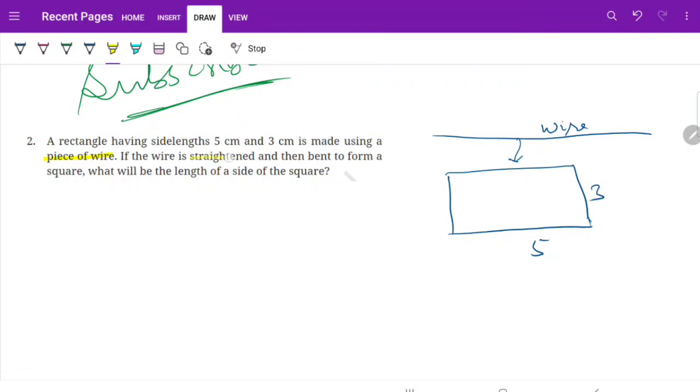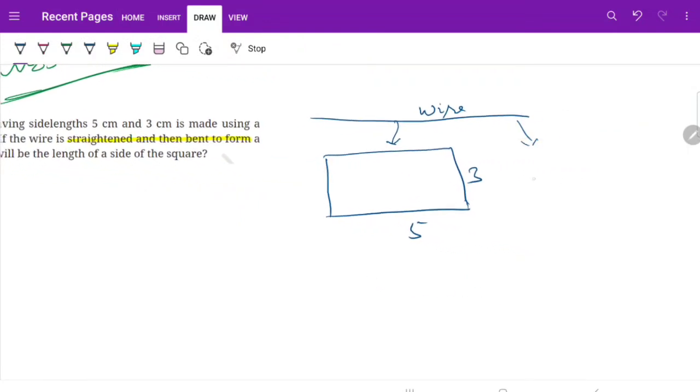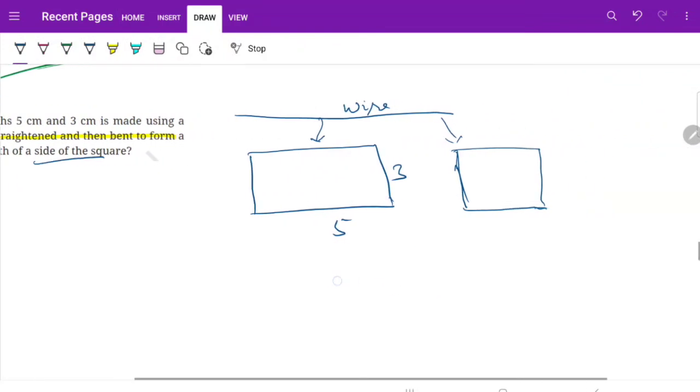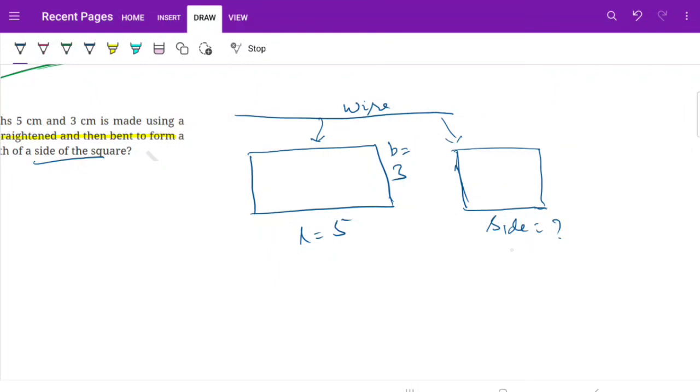If the wire is straightened and then bent to form a square, suppose using the same wire we are preparing a square shape. Think that this is a square shape, not exactly though. Then what do we need to find? The side of the square. The same piece of wire is used for making both shapes. First one is the rectangle, with length and breadth 3 given to us. With the same wire, if we make a square, we need to find the side.